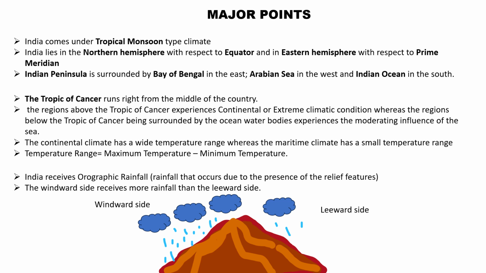India receives orographic rainfall that occurs due to the presence of relief features. The windward side receives more rainfall than the leeward side, which is very prominent from the diagram given below. So as we have discussed the major aspects of the climate of India, let's hop into the questions.